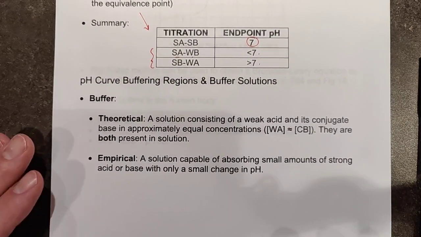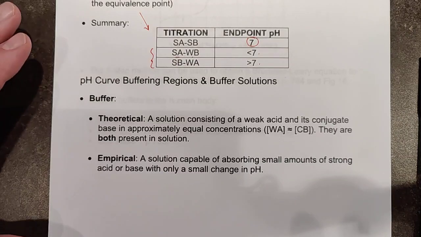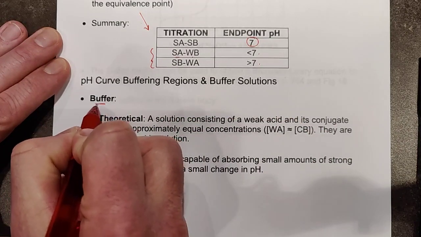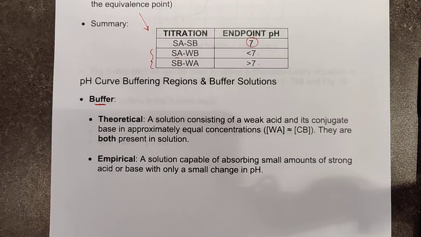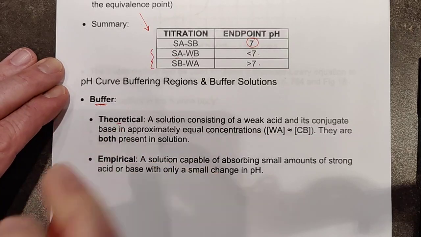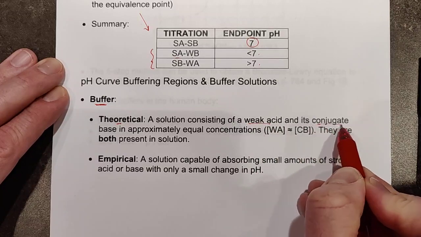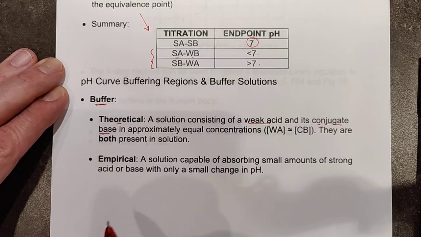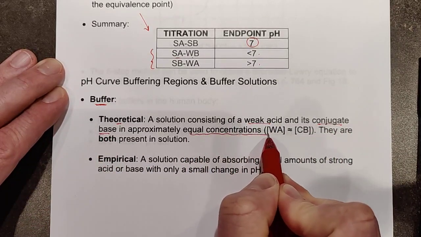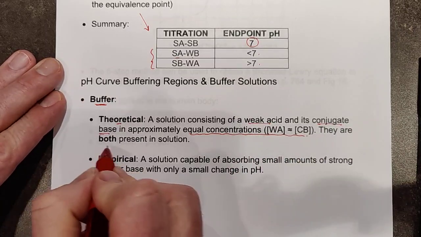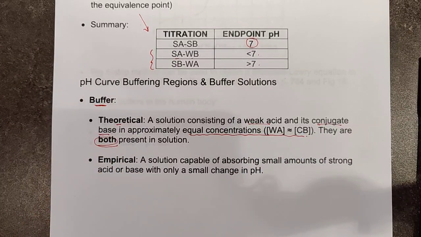The biggest part, or the most important part we have of this last segment here is talking about buffers. All right, when we talk about a buffer, there's a couple of different definitions that we can look at. Theoretically, a buffer is any solution that has a weak acid and its conjugate base pair in relatively equal concentrations in the solution. In other words, they are both present. Okay, so this would be any acid conjugate base pair that you can find from your table.